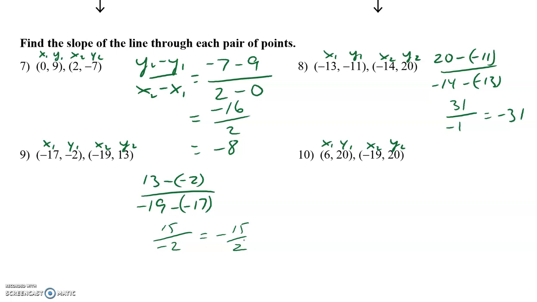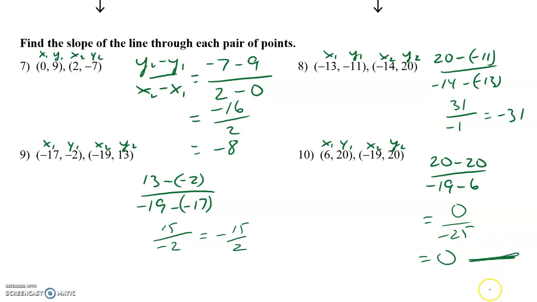And the last one over here, I've got 20 minus 20, and I've got negative 19 take away 6. And with this one, with that 20 take away 20, I know that's a 0 up on top. That's going to give me negative 25 in the bottom. I know this is going to be 0. And 0 slope, of course, means that it would be a perfectly flat line. If it's vertical, it's undefined, and you can't really do anything with it. But with a 0 slope, that means it's nice and flat.